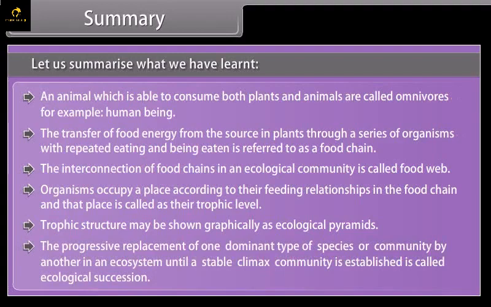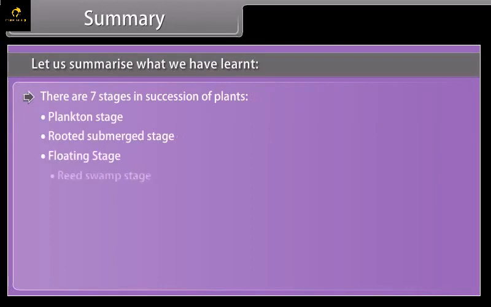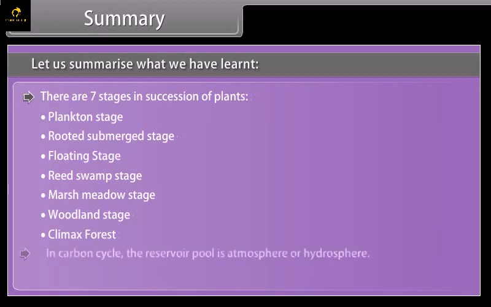The progressive replacement of one dominant type of species or community by another in an ecosystem until a stable climax community is established is called ecological succession. There are 7 stages in succession of plants: plankton stage, root submerged stage, floating stage, reed swamp stage, marsh meadow stage, woodland stage, climax forest.